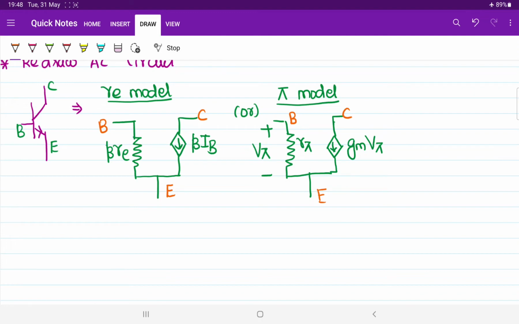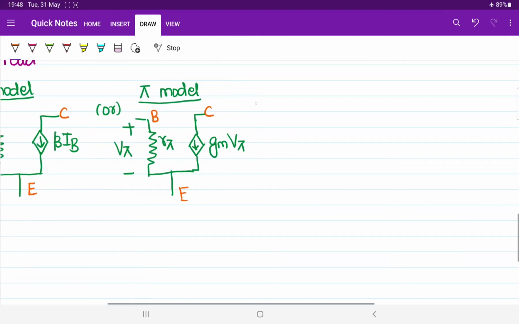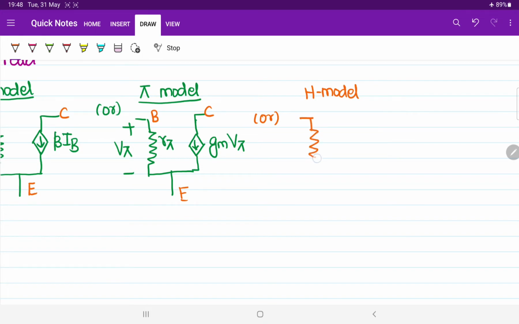There will be one more model, that is called hybrid model, also called H model. You can also replace the transistor by H model. In that case again draw the same circuit as usual, only the parameters will be different. That is, we are doing different approaches in order to reanalyze the circuit. Anyway, the famous model is RE model. That will give you the very simple answer.